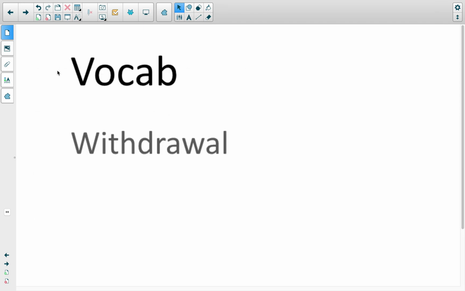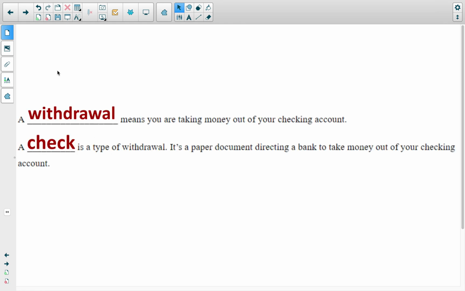The only vocab we need to be familiar with is a withdrawal. We've already been working with this idea. A withdrawal is a way to take money out of your checking account. These blanks match up with your note sheet from class. A check is a type of withdrawal. It's a paper document directing a bank to take money out of your checking account.